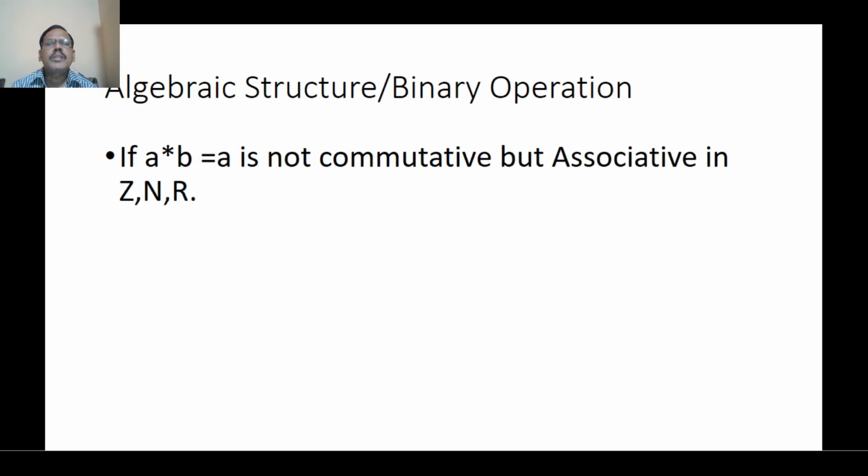If A star B is equal to A, it is not commutative but associative in Z, N and R. For example, 3 star 5 is equal to 3, and 5 star 3 is equal to 5. So they are not equal, so it is not commutative. But this is associative in Z, N and R.